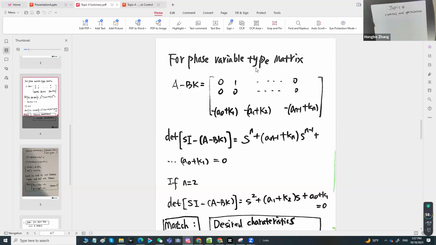But if it is not phase variable, you have to calculate this determinant by yourself. If you don't calculate the determinant yourself and just randomly plug numbers in, you get it wrong, and K1, K2 are messed up. It's not the real answer. Only for phase variable is it this easy, where K1 to Kn are already fixed. Of course, you can still plug everything into A minus BK and manually calculate the determinant to get this.